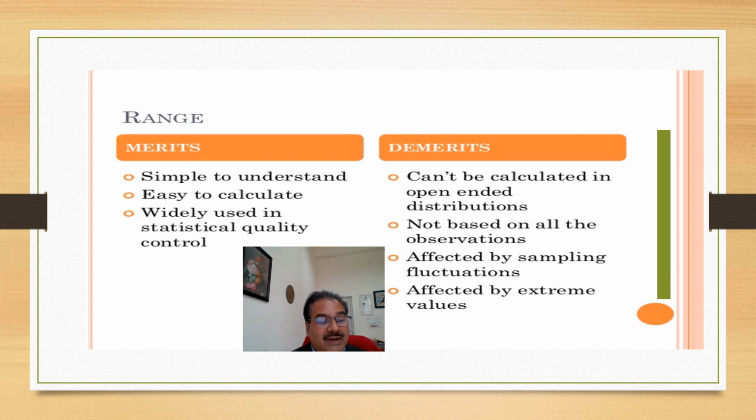Now, what is the merit of range? It is very simple to understand, easy to calculate, and widely used in statistical quality control. And what are the demerits? It cannot be calculated in an open-ended distribution, which is the biggest demerit. It is not based on all the observations, and it is affected by sampling fluctuations and by extreme values. These are the merits and demerits of the range.